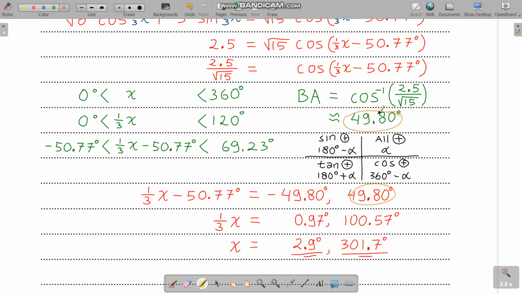So to solve for x, we add 50.77 to both sides. So plus 50.77 we get this, plus 50.77 we get this, and then we multiply by 3. So this times 3 we get this, times 3 we get this. For the final answer, we can just leave it in one decimal place for angle in degrees.